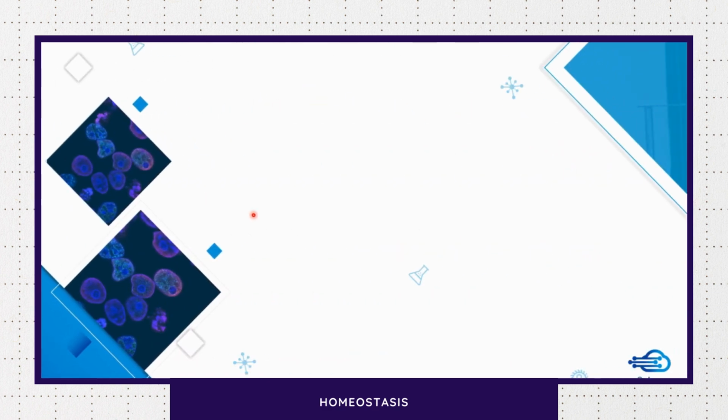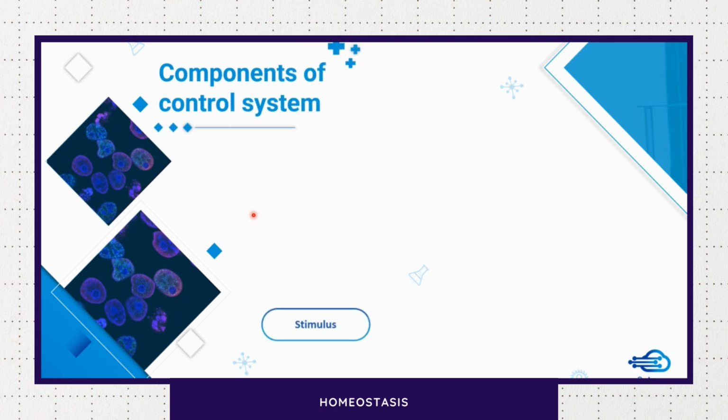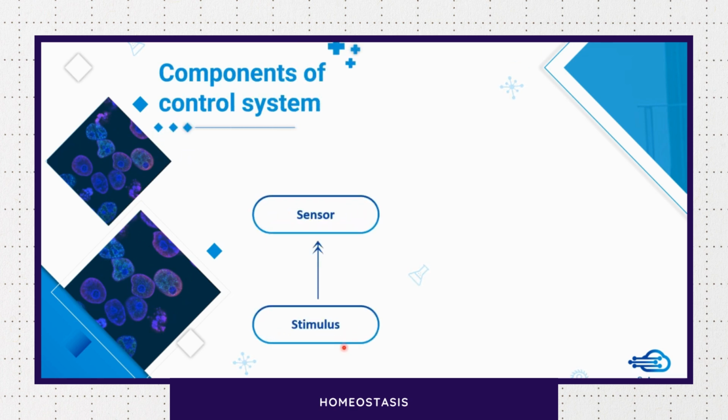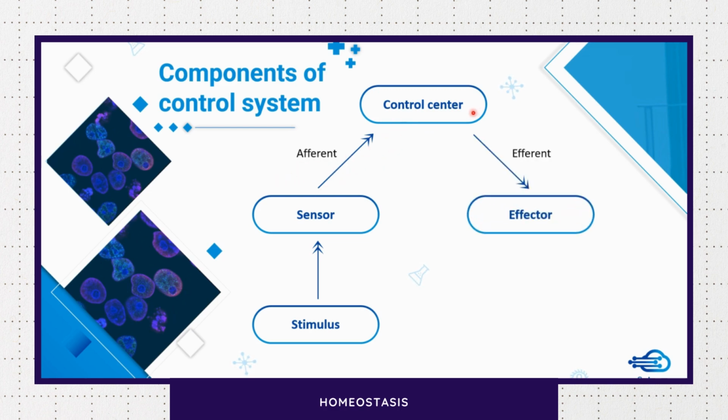So in summary, what are the components of the control system? There is a stimulus which is sensed by a sensor, or what we will say is a receptor, and from the sensor it is sent by afferents to the control center. So information going towards the control center is by afferents. Then from the control center, information travels via efferents to the effector, and effectors cause the response, that is, the change in the functioning of the body systems.